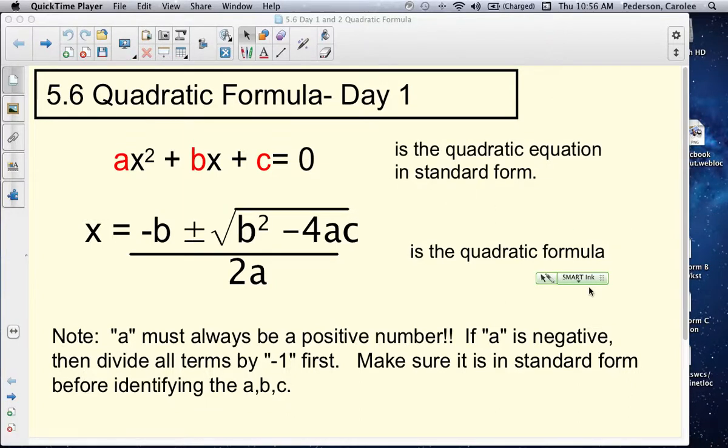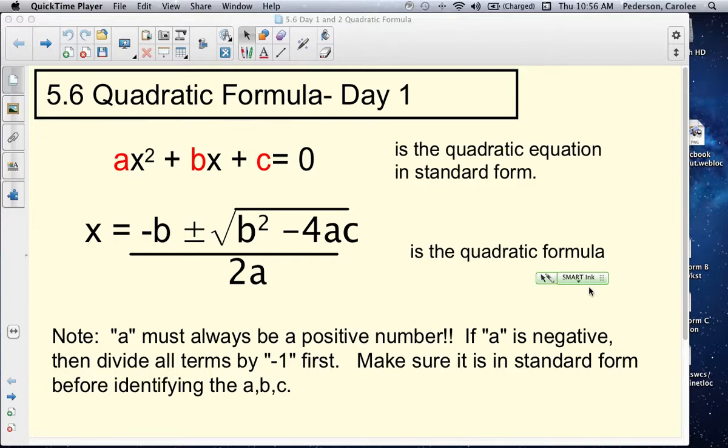Here's 5.6, day 1, focusing on solving quadratic equations using the quadratic formula. You should have seen this quadratic equation and quadratic formula in Algebra 1. I do recommend that you write the quadratic equation down. That's in standard form: ax squared plus bx plus c equals 0. In order to use the quadratic formula, you must have it in standard form.